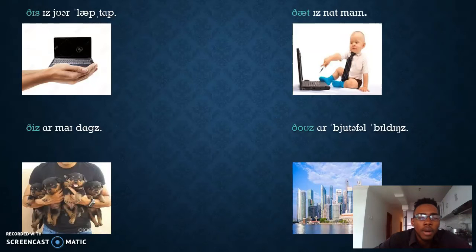So the next one: these are my dogs. Here I don't say "this is my dog," because I'm not saying that I have one. I'm saying that I have four of them. These are my dogs. And the last one: those are beautiful buildings. Buildings, because there are a lot of them.